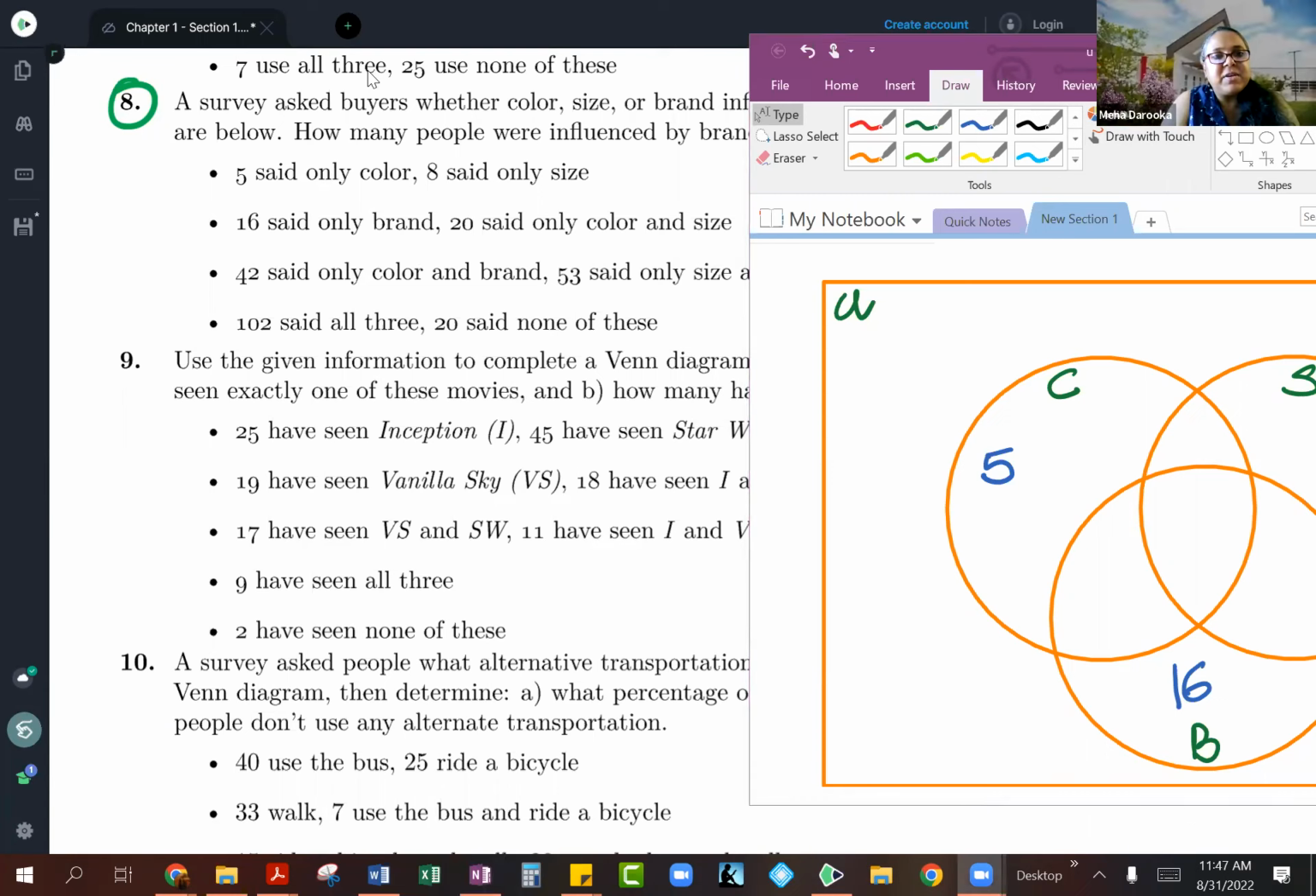And then Amanda, I see your answer also, the top middle section. So that's actually going to be between color and size. So, of course, this is our color, this is our size. The overlap between them is going to be right over here. So that's where that 20 is going to go because they're specifically telling us that's only color and size. So again, the brand had no influence on those 20 people. Now, your next clue is saying 42 said only color and brand. So where is your color and brand going now?